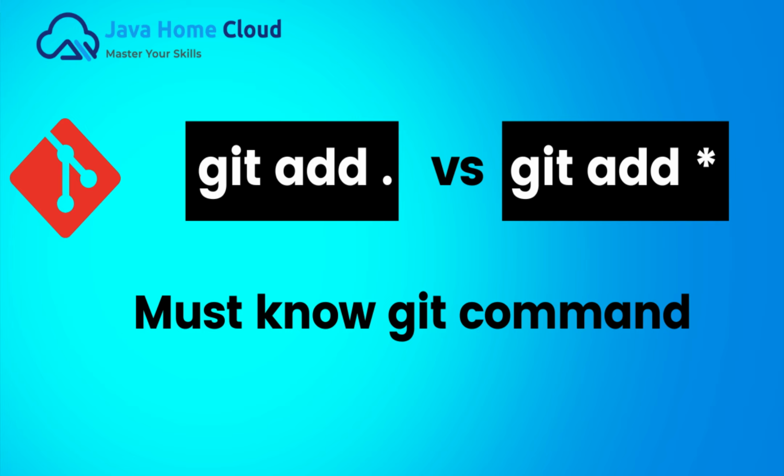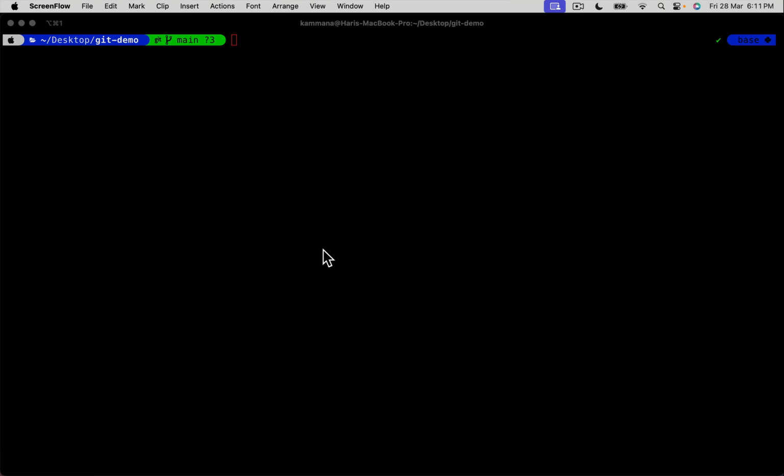Today let's explore the git add command with two different options. One is star, the other one is dot. Git add dot stages all the files in the working area including hidden files, whereas git add star stages only normal files, which is not going to include hidden files. That's a major difference. Let's see these two commands in action.